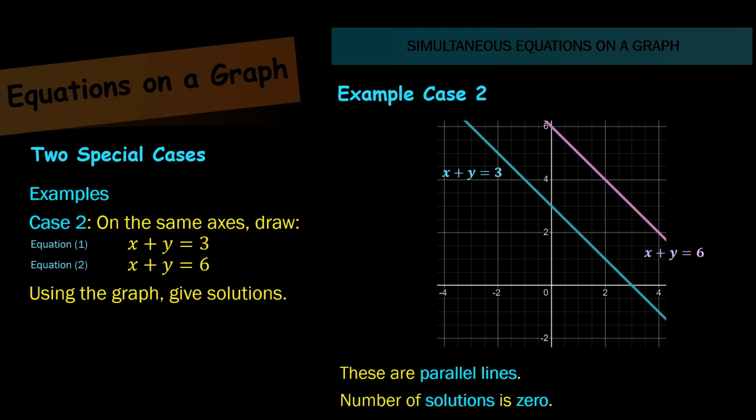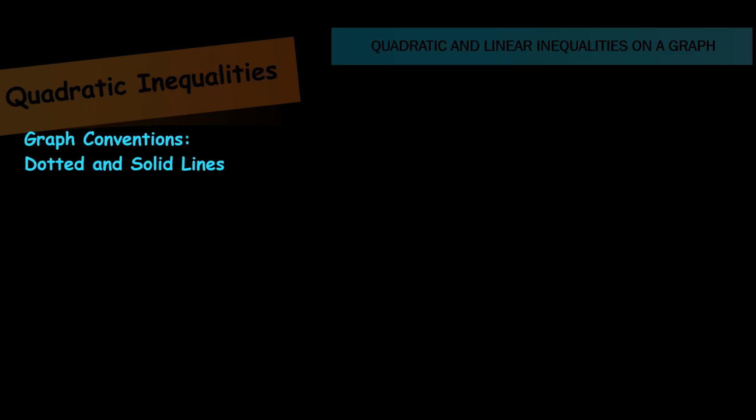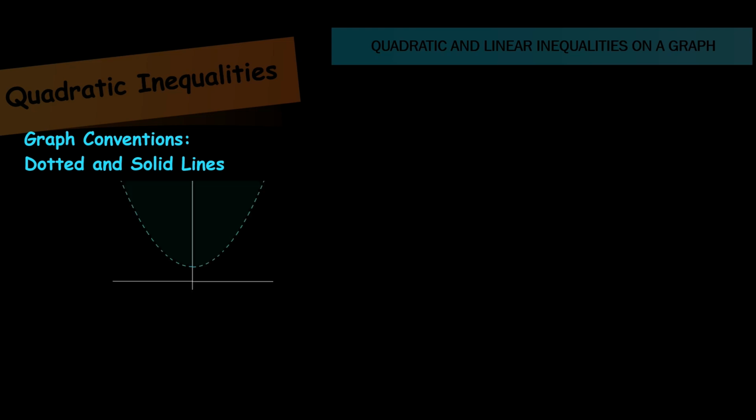Let's now take a look at graph conventions. What is the difference between dotted and solid lines in a graph? So let's take a look at an example. Suppose this dotted line represents y equals f of x. The shaded region is y greater than f of x. And the unshaded region, or the region shaded white, is y less than f of x.